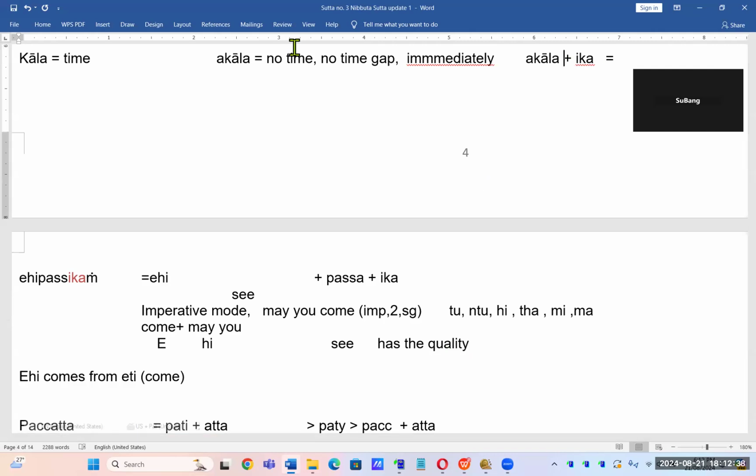Okay. All right. So for this ehi pasikam, any question? The line was actually quite bad today. Yeah.